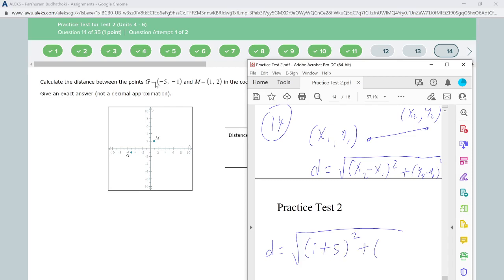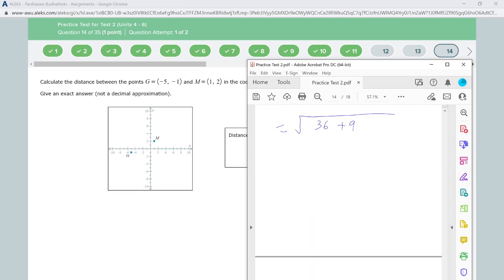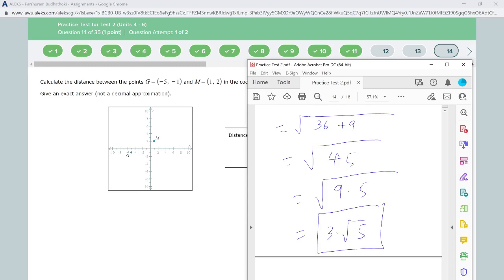y2 is 2, that's the y coordinate of the second point, minus the y1, which is -1. That negative and this negative makes a positive. So eventually this is 6 squared, which is 36, plus 3 squared, which is 9, and 36 plus 9 is 45. So it's the square root of 45. You can always simplify this. It's actually 9 times 5, and the square root of 9 is 3, so that's our answer: 3 times the square root of 5.